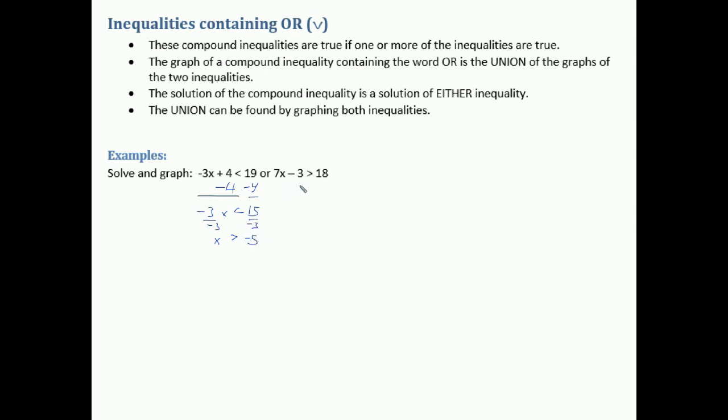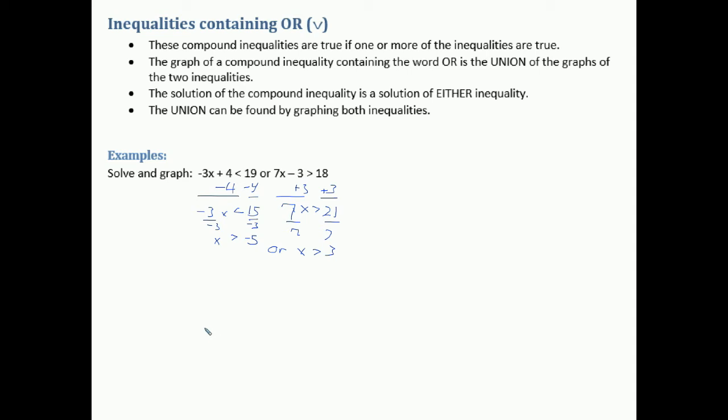Over here, we're going to add 3 to both sides. That gives us 7x is greater than 21. Divide both sides by 7. And we get x is greater than 3. So we have an or. Here, it looks like our solution. Let's go ahead and graph it.